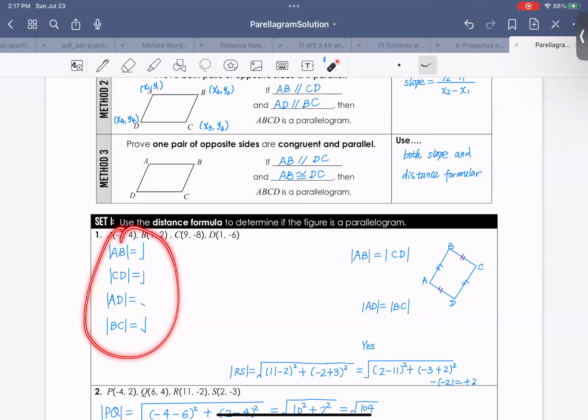The practice we are doing right here is called analytical geometry. This is called analytical geometry.